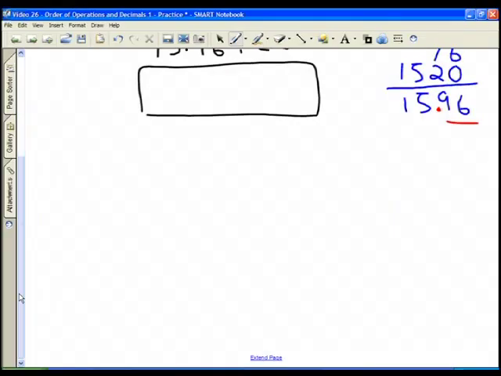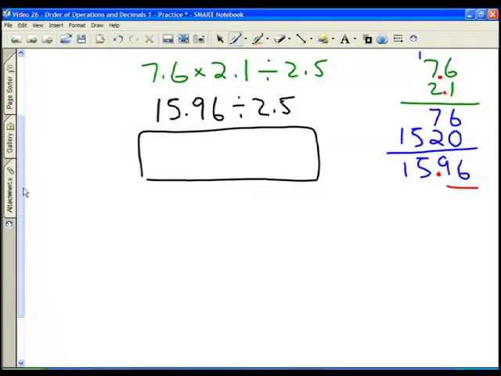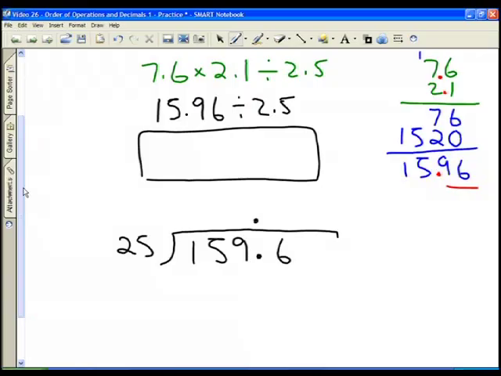And I'll do this division right underneath. Remember, I'm not going to use 2.5, I'm going to use 25. And instead of using 15.96, I'm going to use 159.6. Make sure you write your decimal right above. And now we need to know how many times 25 goes into 159. So 25 will go into 159 6 times.